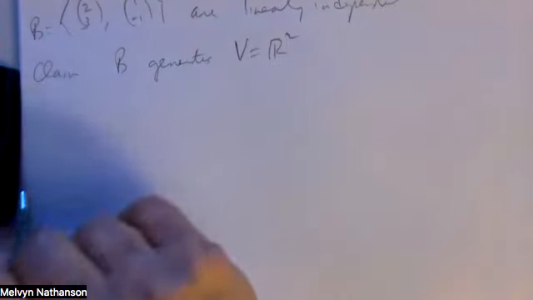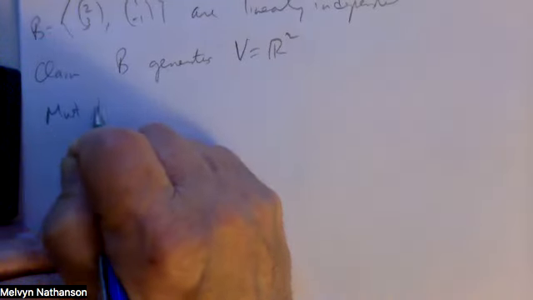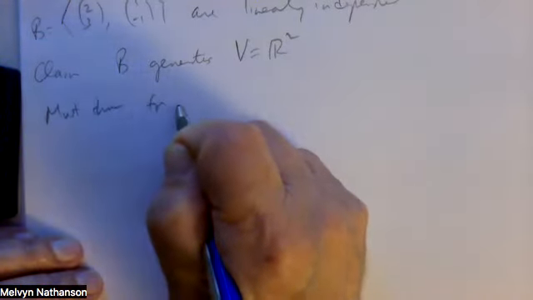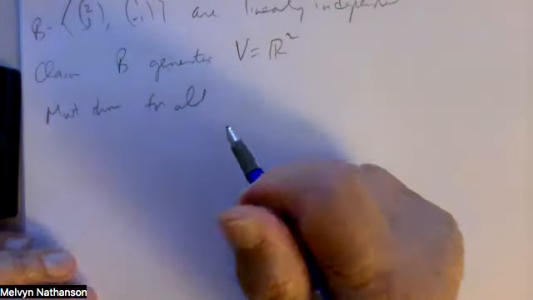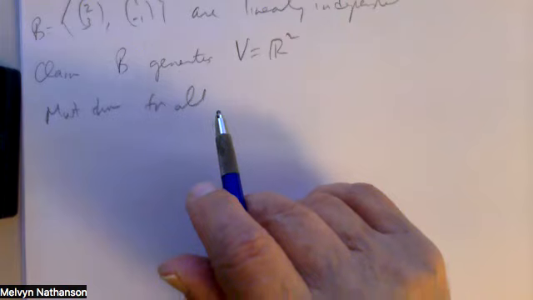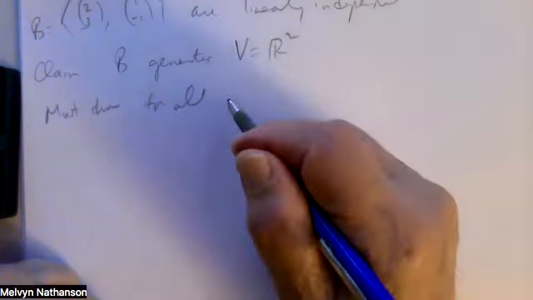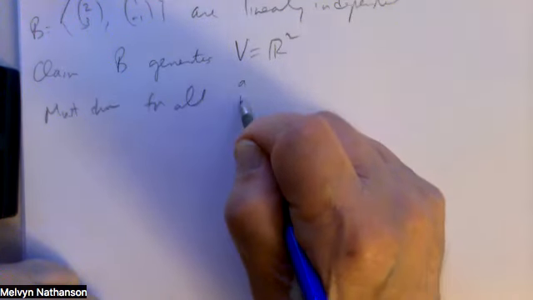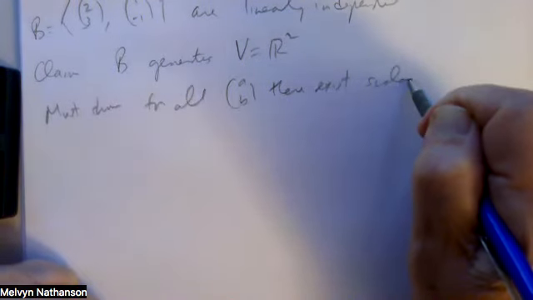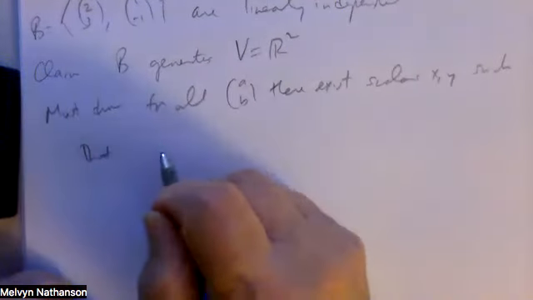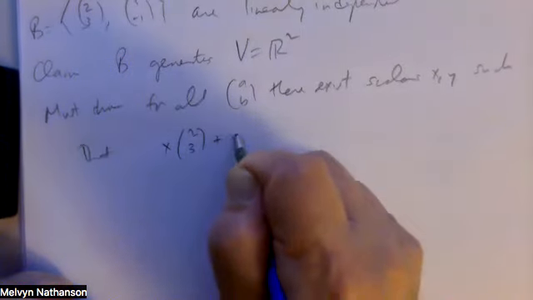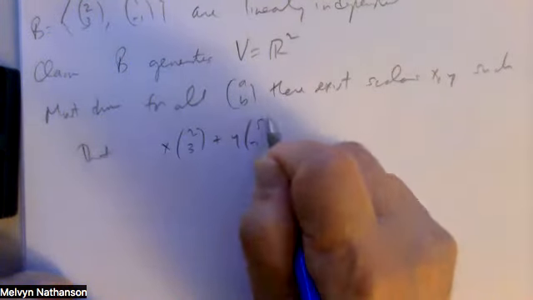So we must show that for all vectors, let's see, I don't know what to call them. Let's say (a, b). There exist scalars, numbers, x and y, such that x times (2, 3) plus y times (5, -1) equals (a, b).